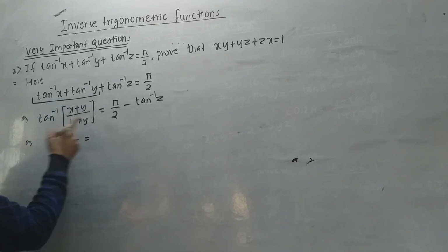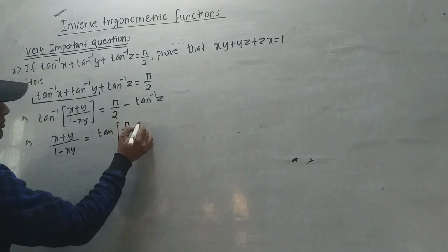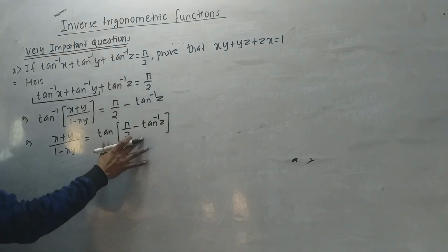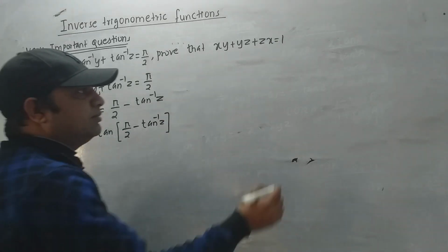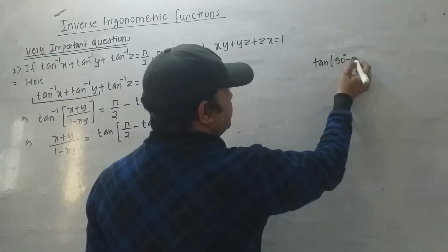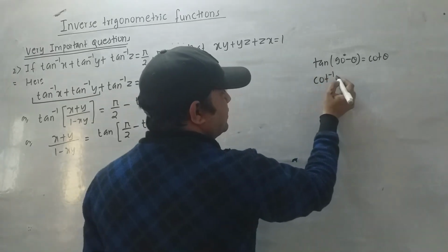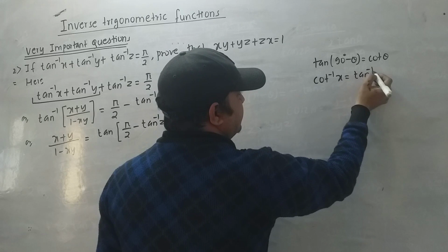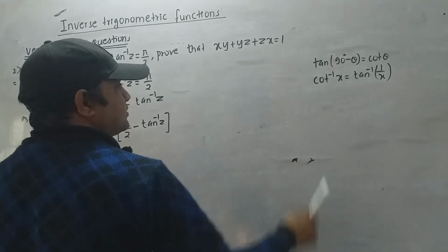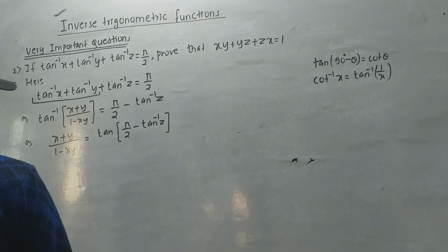So now this tan inverse to the right hand side will be tan of pi by 2 minus tan inverse z. Now this is the major step here. After that you need to remember one fact: tan of 90 minus theta will be cot theta, and cot inverse x can be replaced by tan inverse 1 by x. That cot inverse x plus tan inverse x equals pi by 2 we have already discussed in the formula section.